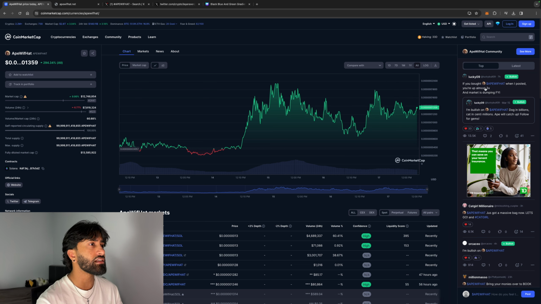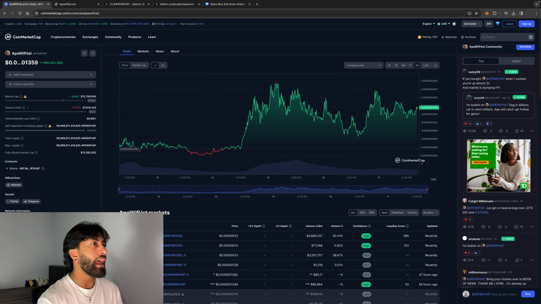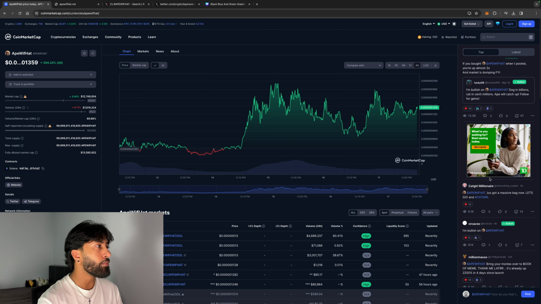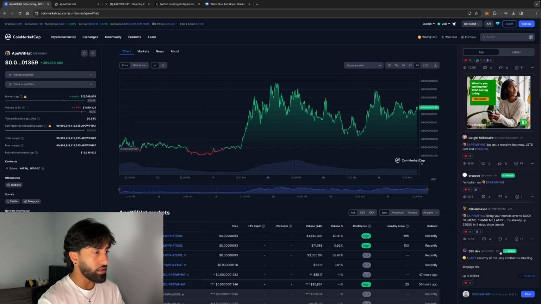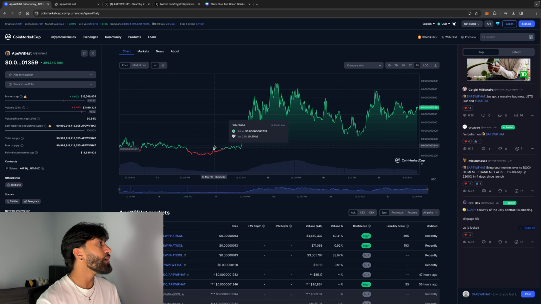As you guys can see, the latest news on here, if you buy with that, when I post, you're up almost 3x, and the market is dumping. So while the market was dumping yesterday, this coin was pumping. I'm bullish on Ape. We have just got a massive bag. Let's go. Okay, so let's get talking about something else. But anyways, Apewifhat is going crazy.